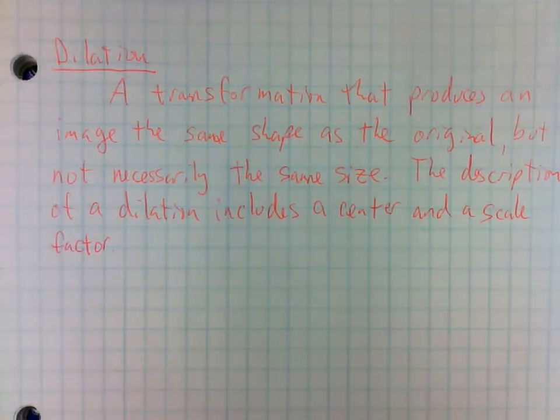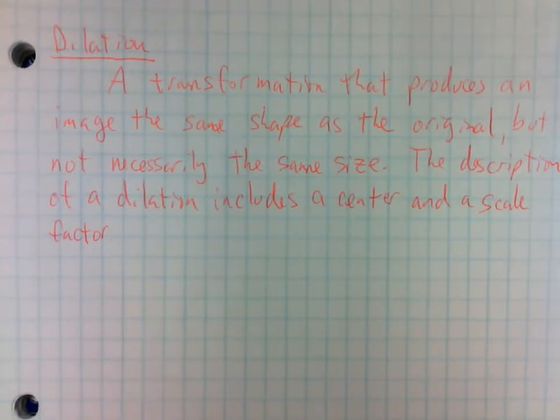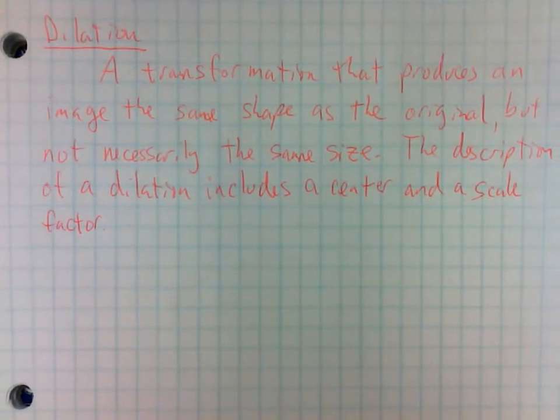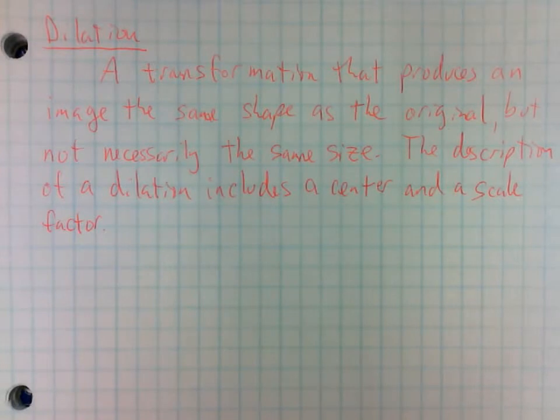Okay, so the way we're going to start this is we're going to do dilations in free space, so dilations that aren't necessarily on a grid. Notice there's two things we need in order to do a dilation. We need a center point that tells us where we're going to do the dilation from, and we need a scale factor that tells us how much bigger or smaller the image is going to be than the original.